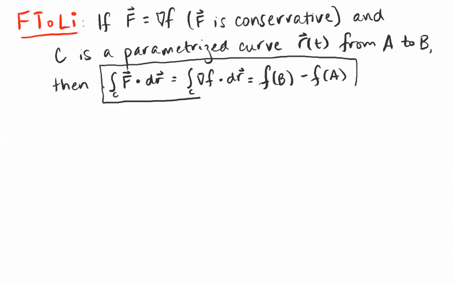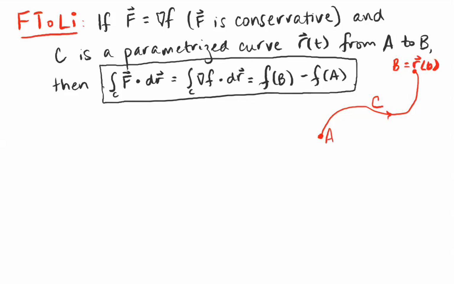I'll prove it in a second, but let me just explain what's going on here. So we have some curve. I'm doing this in 2 dimensions now, but it could be in any number of dimensions. C, and let's say C is oriented in that direction. B would be r of b, and A would be r of a.